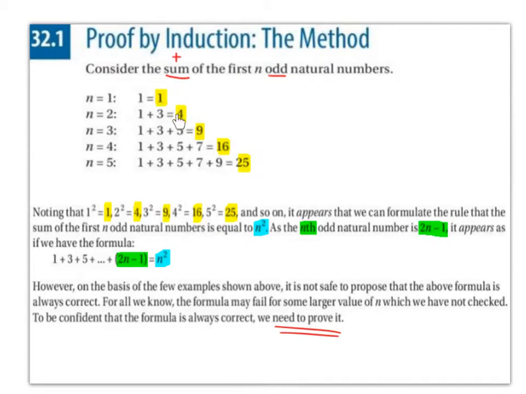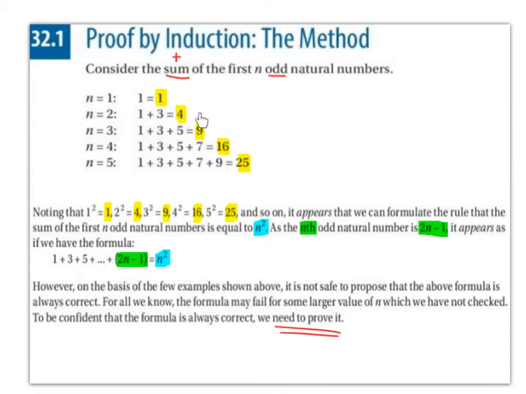So 1, 4, 9, 16, 25 represent the sum of the first n odd natural numbers. And obviously this list will go on forever. So, for example, for the first term 1, we just had one odd number. For the second term 4, we had two odd numbers, so n was equal to 2.